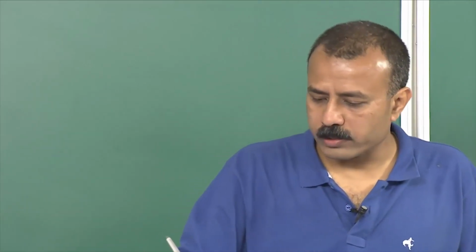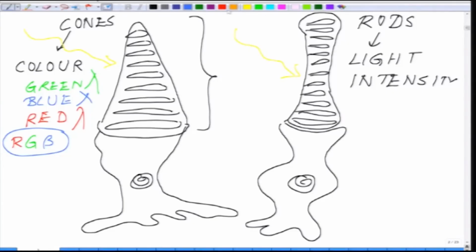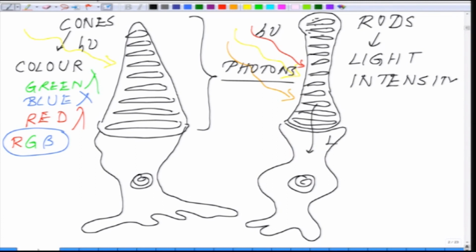In the case of rods, if you look at this structure, any light which falls here, they respond to the light. So, essentially what happens when the light falls, these photons bind to specific sites on the membrane, and once they bind to the membrane, this light energy is translated into an electrical impulse. This is what essentially happens.